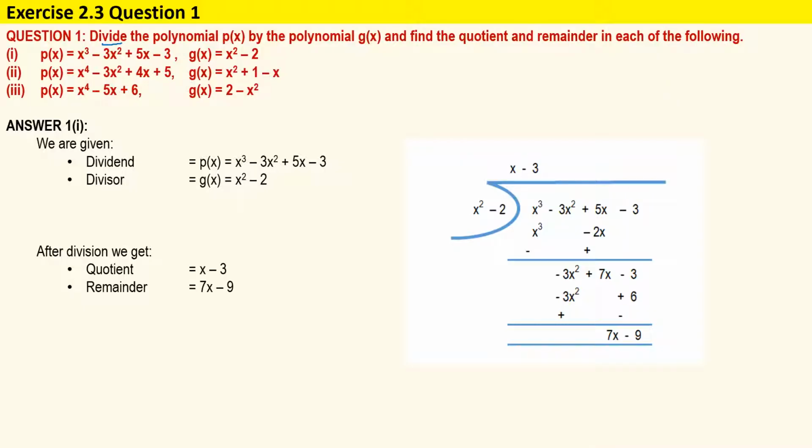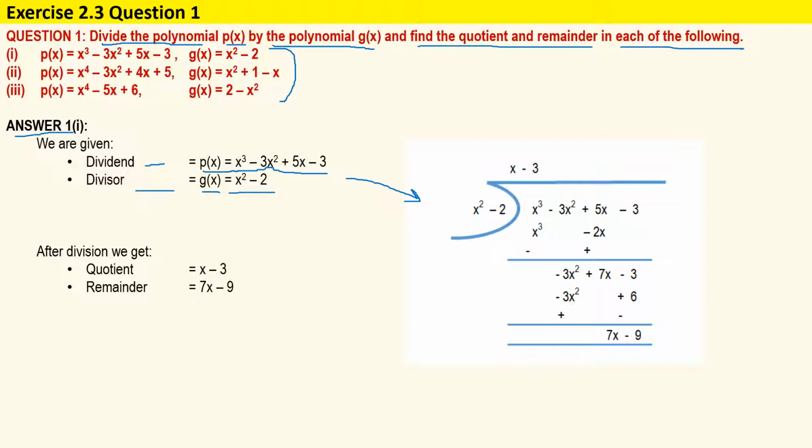Question number 1 states, divide the polynomial p(x) by the polynomial g(x) and find the quotient and remainder in each of the following cases. Answer 1, part 1. We are given dividend p(x) = x³ − 3x² + 5x − 3, and divisor g(x) = x² − 2. The entire division is carried out in this figure here. All the steps are shown, and I'll just state the first step.